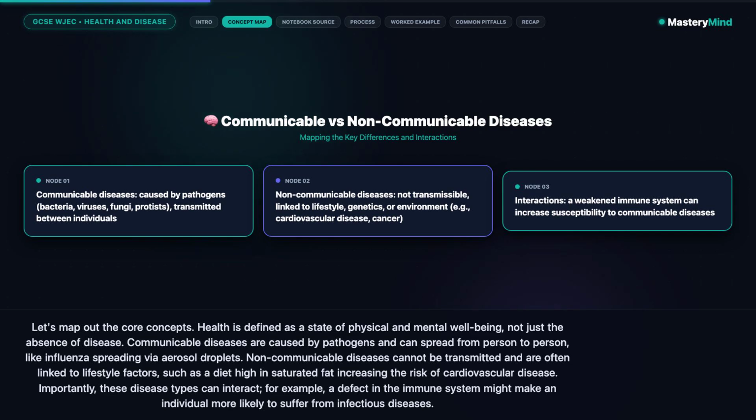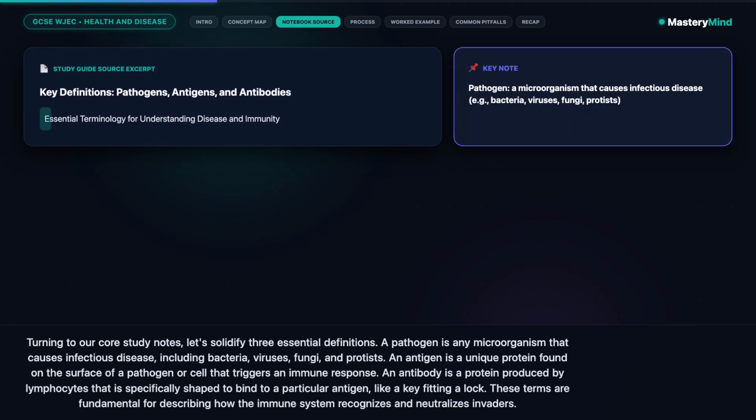Turning to our core study notes, let's solidify three essential definitions. A pathogen is any microorganism that causes infectious disease, including bacteria, viruses, fungi, and protists. An antigen is a unique protein found on the surface of a pathogen or cell that triggers an immune response. An antibody is a protein produced by lymphocytes that is specifically shaped to bind to a particular antigen, like a key fitting a lock. These terms are fundamental for describing how the immune system recognizes and neutralizes invaders.